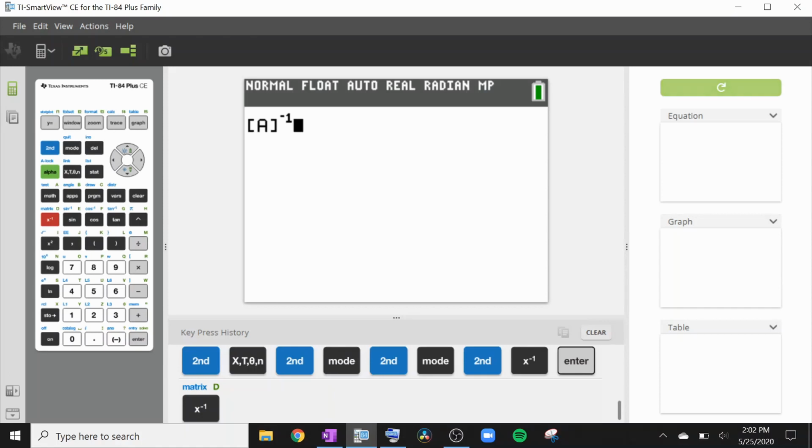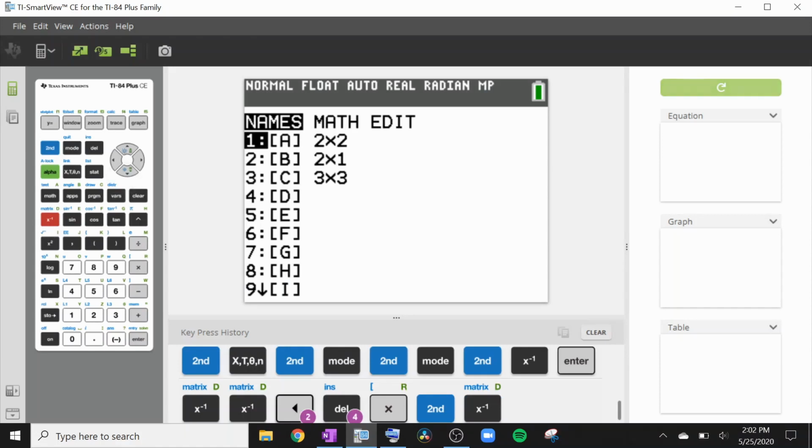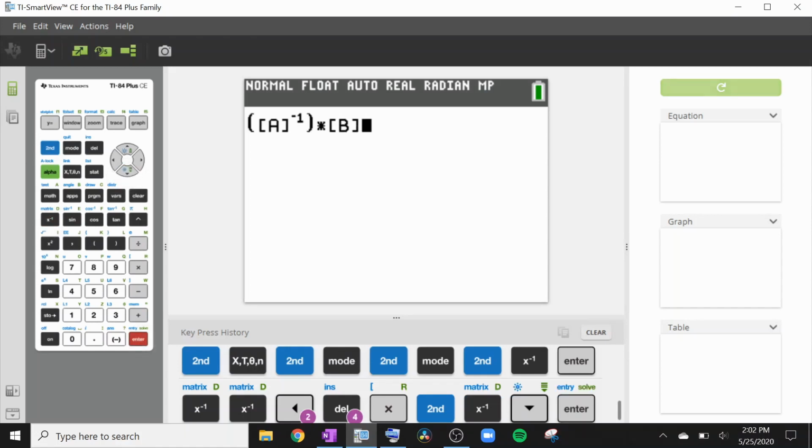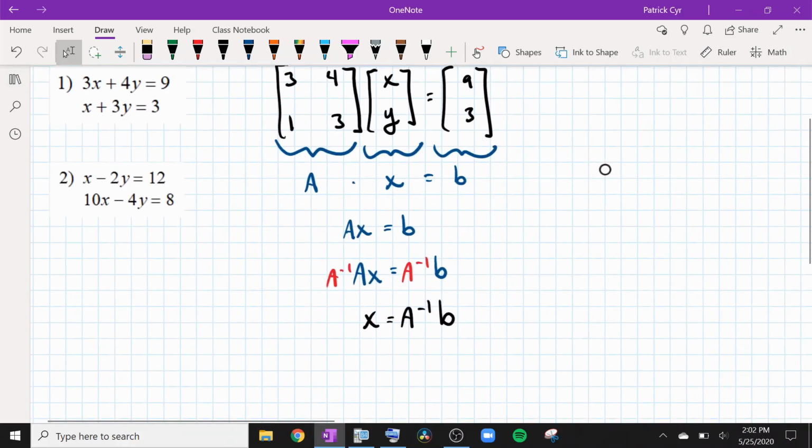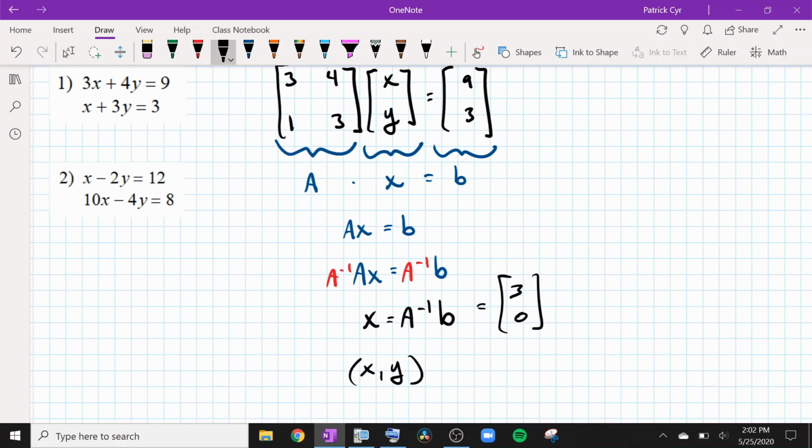And then we're going to hit second matrix, oops. Second and then matrix again, after we hit multiply, like this. And that's our answer. So 3, 0. So we say the resulting matrix from this multiplication is 3, 0, which means that the answer, x, y, is equal to 3, 0.